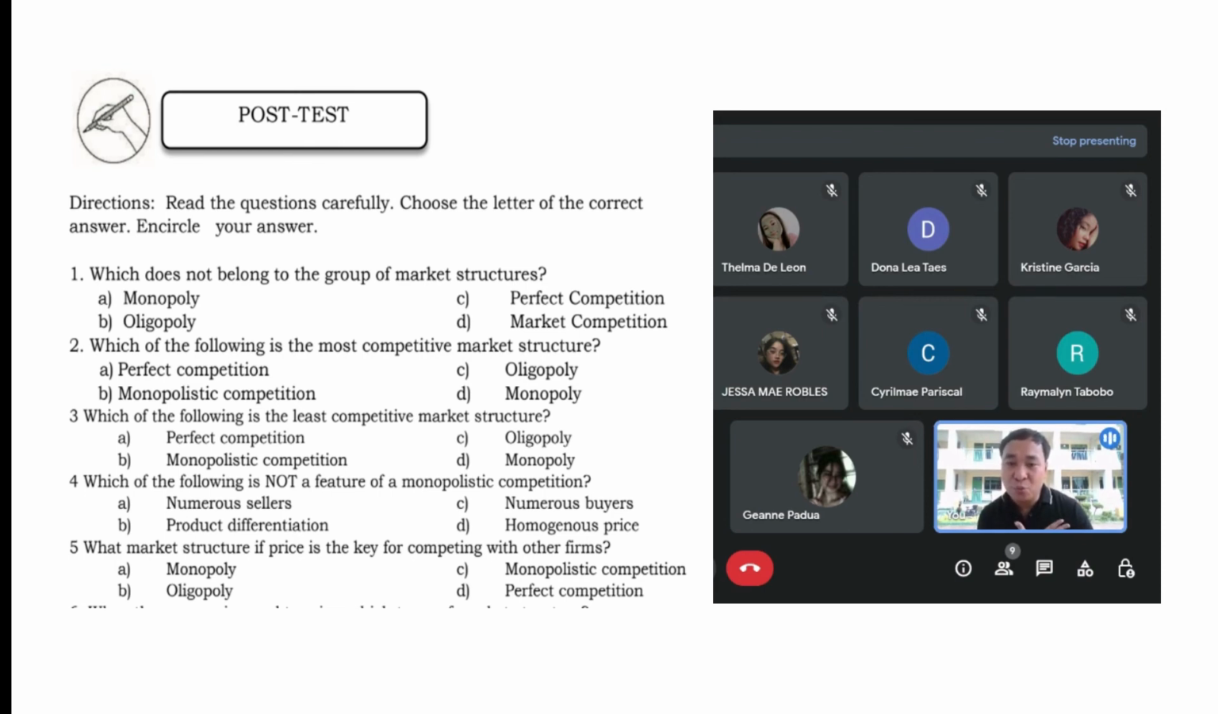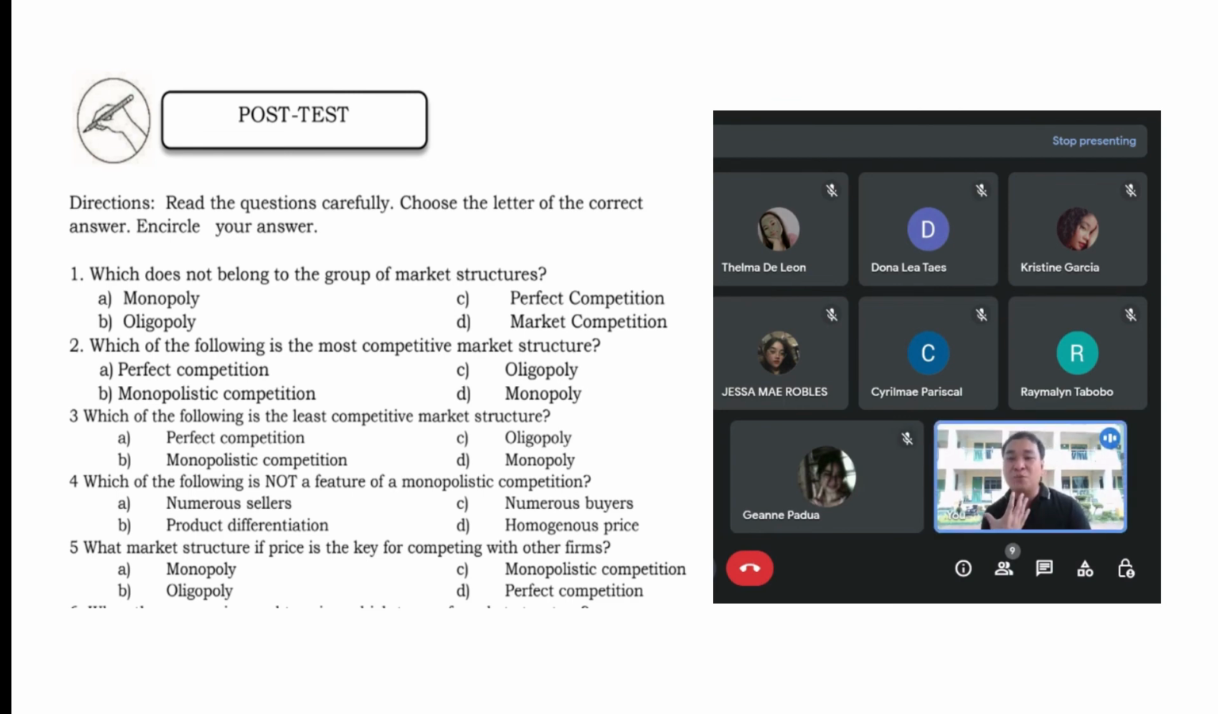Do you have questions before we end with this part? May tanong? So you were given 2 minutes to answer. Question number one. Anyone? Yes, sir. Okay, which does not belong to the group of market? Letter D, market structure. Correct. How about number two? Which of the following is the most competitive market structure? Sir, letter A po. Perfect competition.